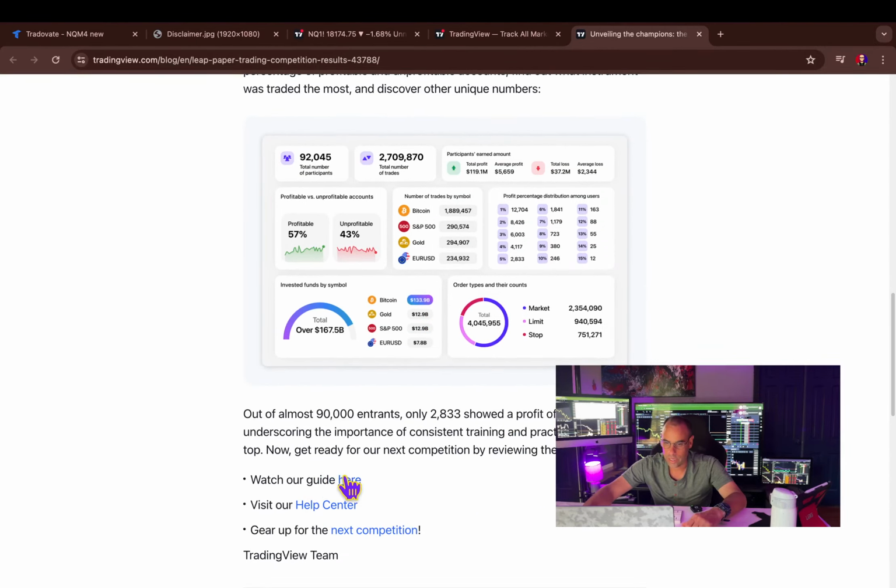Oh, I guess the guide is here. We can see the guide, but I'll do it later. But out of almost 90,000 entrants, only 2,833 showed a profit of more than 5%. 90,000 people, less than 3,000 made more than 5%.